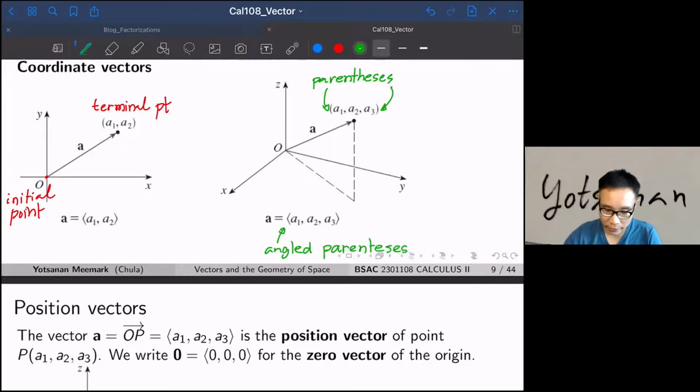Okay, so it's going to be angle parentheses to indicate that this one is a point. And this one is a vector. We like to distinguish between point and vector, and that's why we use different kinds of parentheses. One is going to be angle, and the other is just the normal curly parentheses.